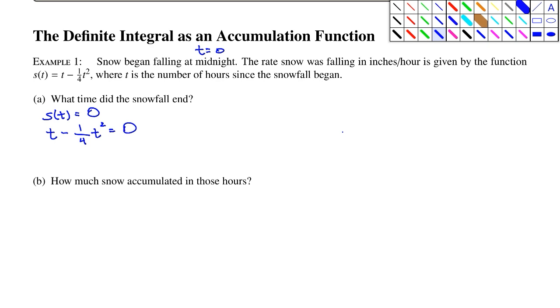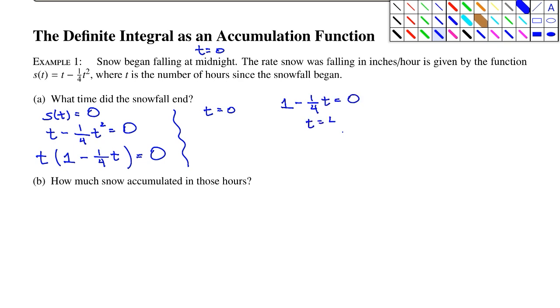And we're going to solve this for t. So I'm going to factor out a t. That leaves me with t times 1 minus 1/4 t equals 0. Split it up and we get t is equal to 0, which was midnight. And then 1 minus 1/4 t is equal to 0, which is t is equal to 4. So what time did the snowfall end? It ended at 4 a.m. But the more important number here is that t is equal to 4.